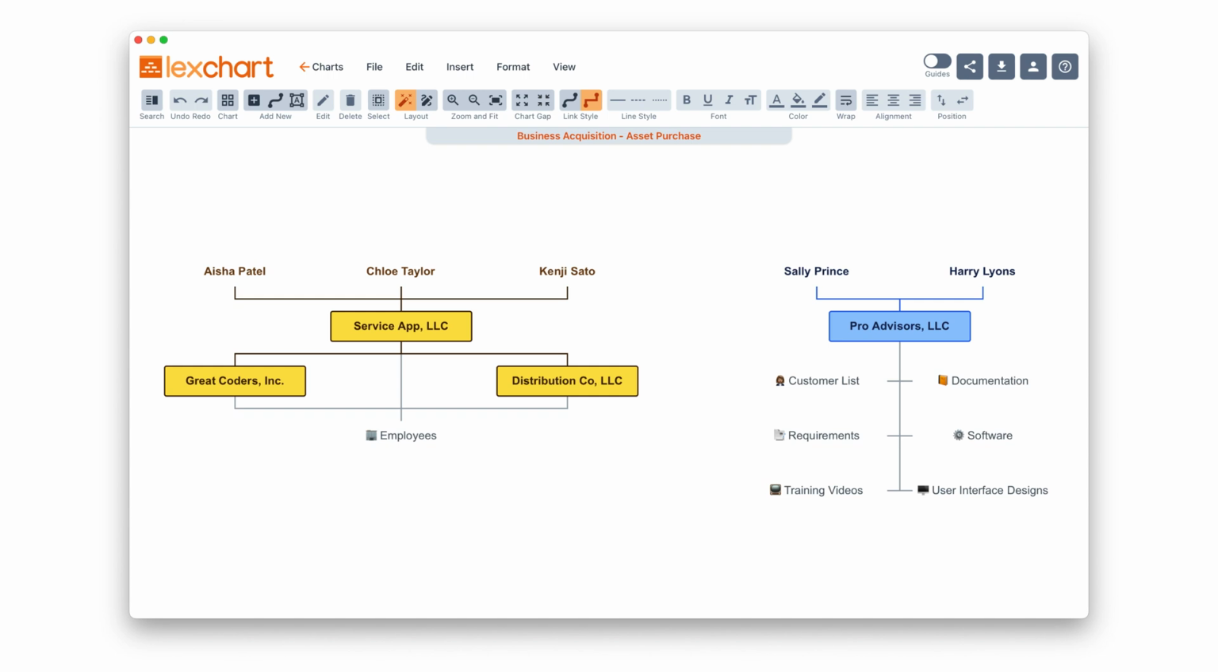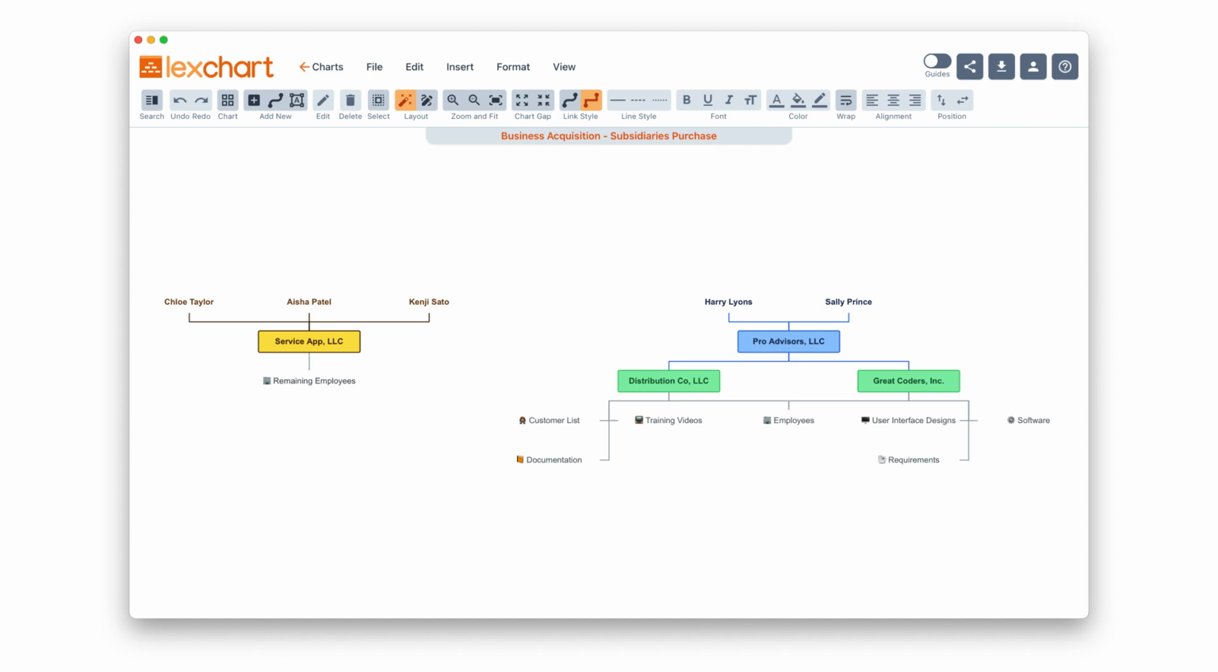Notice that Service App and its subsidiaries retain their employees because they cannot sell an employee to an acquirer. However, deals to sell a business through an asset sale often include a mechanism for the acquirer to hire the employees necessary for the business. Otherwise, Pro Advisors would see the value of the acquisition decline quickly without people to maintain and sell the application.